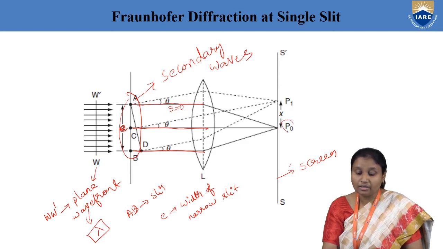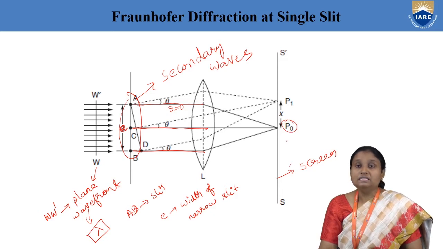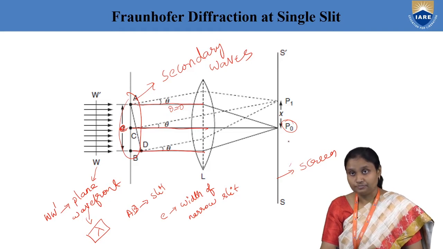And what is that point I am calling? That is nothing but P0. And actually this P0 will be the center of the screen. So what is P0? P0 is the point where all the secondary waves which are traveling normal to the slit are focused.